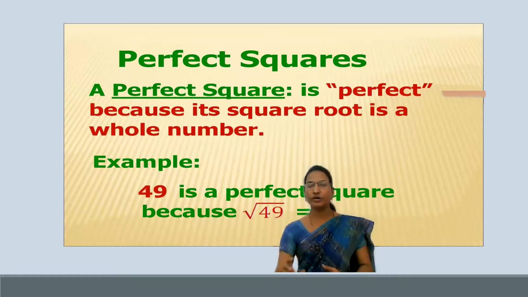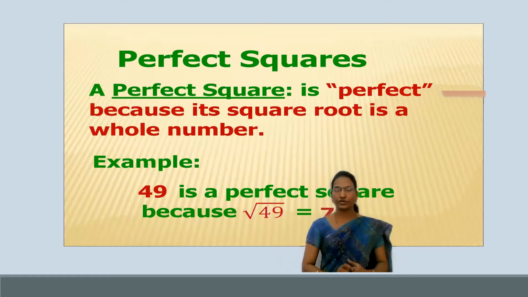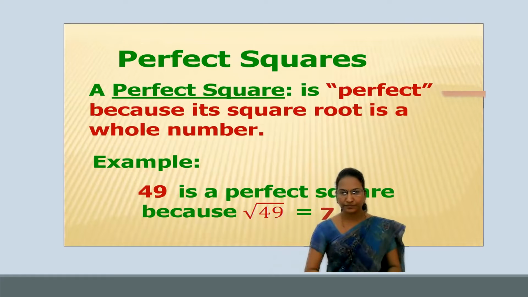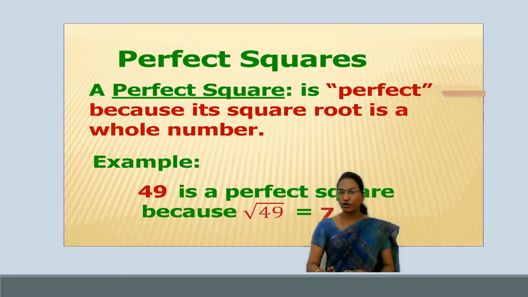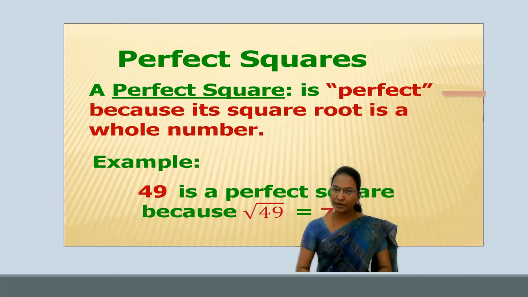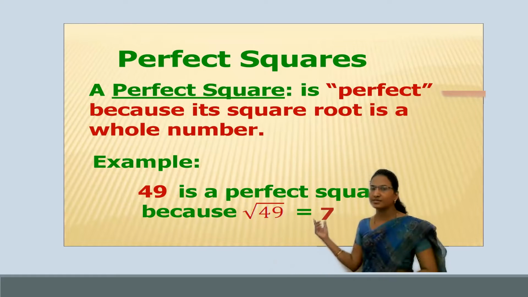Now here I have used one word, that is, a perfect square. So what is meant by a perfect square? A perfect square is a number whose square root is a whole number. Now see here, 49 is a perfect square. Its square root is 7.